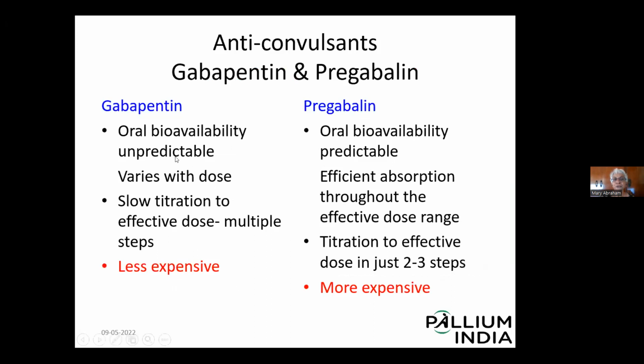If you compare the two, for gabapentin the oral bioavailability is unpredictable, and you need to slowly titrate the dose in multiple steps, but the advantage is that it is less expensive as compared to pregabalin. For pregabalin, the titration is much easier, and it has a very predictable oral bioavailability.